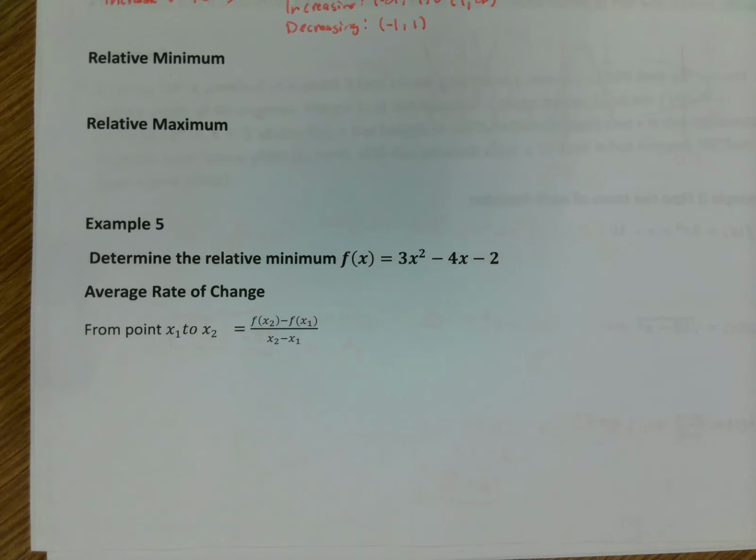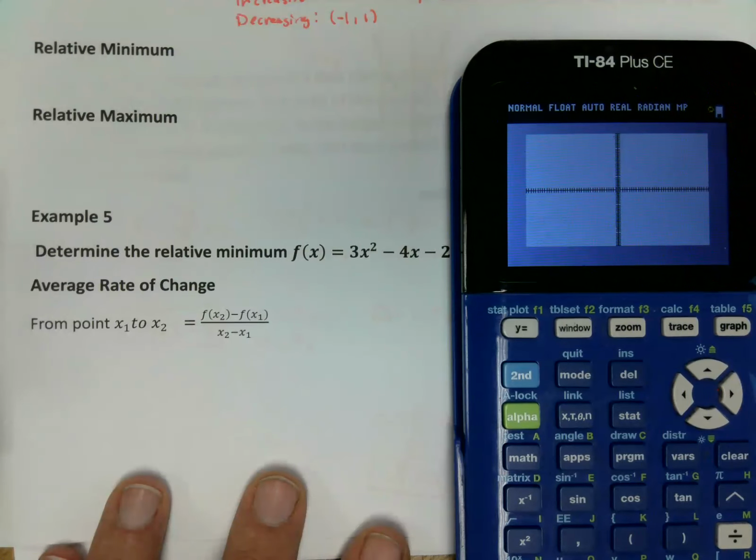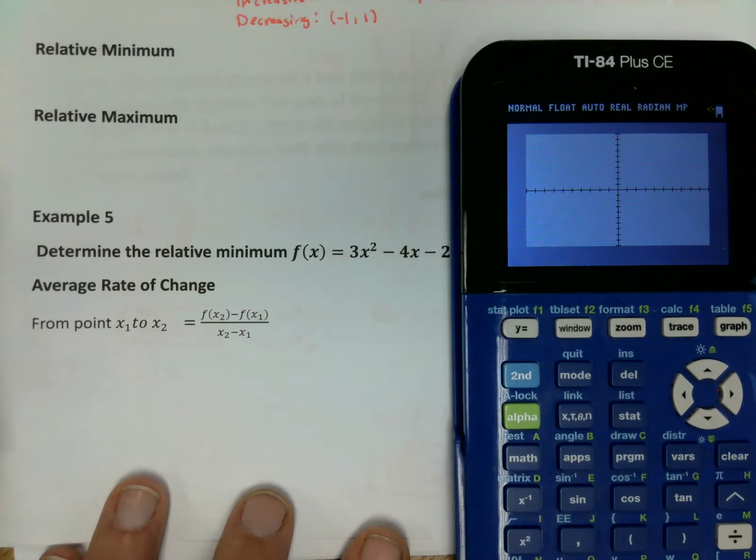First thing I'm going to do is graph this. So I go to my y equals, put it in. I'm going to go to the graph. I'm kind of zoomed out. I'm going to go to my zoom. Oopsies. I'm going to go to zoom. Come on, zoom. And I'm going to go to zoom standard, which would be 6. So if I push 6, now I'm on a 10 by 10 grid.